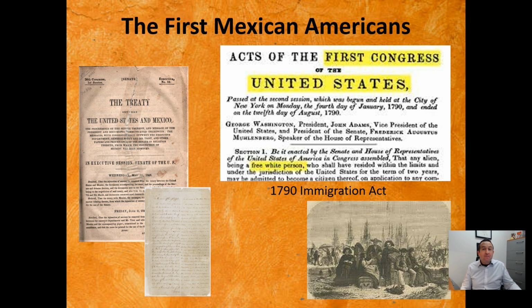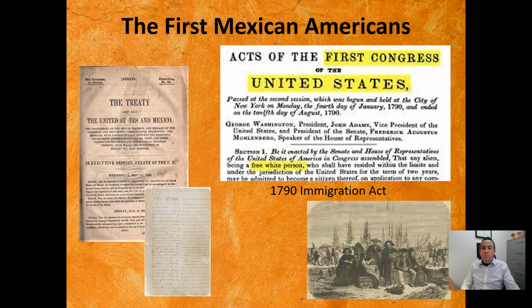In fact, that you must be a free white person or free white male doesn't change at all until after the Civil War. So for 80 years of our history, the only thing that does change is the length of the residency requirement. It was increased from 2 to 5 years. And then in 1798, John Adams passed the very famous, or infamous, Alien and Sedition Acts, which increased it to 14 years.